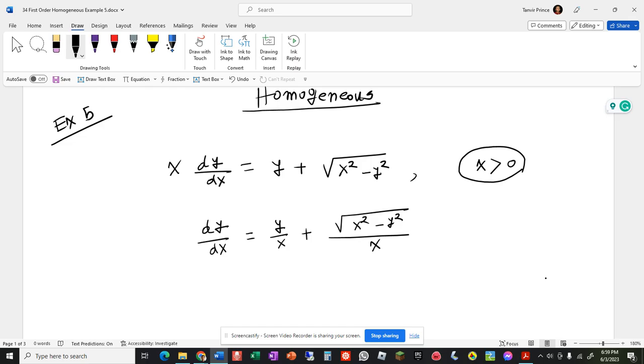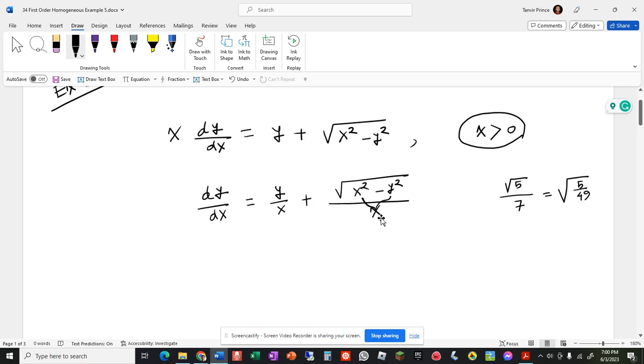Now, because of this square root, how can I move this x inside the square root and distribute? Think about that. For example, if I have the square root of 5 over, let's say, 7, you can rewrite it as the square root of 5 over 49, because when I move this 7 inside the square root, I need to do 7 squared to make it 49. So they're equal. The same trick we can actually do: I can move this x inside the square root by making it x squared. So let's do that, because I have to express everything in terms of y over x.